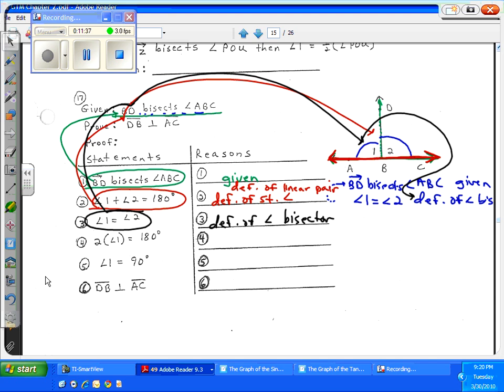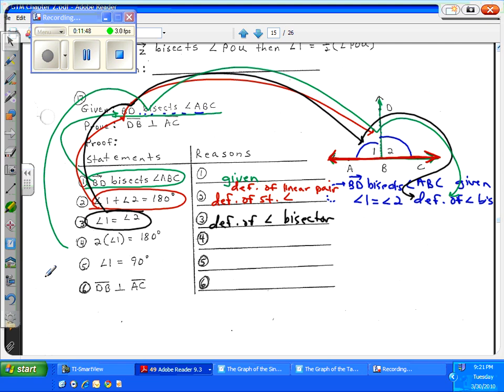Now, the next statement says 2 times angle 1 equals 180, and you look in the given, and it's not there, and you go to the diagram, and it's not there, and you go to the note section, and it's not there, so you must have to get it by comparing the statements above it.